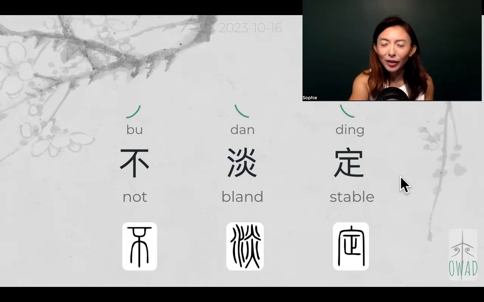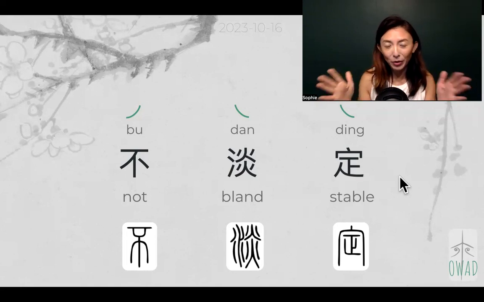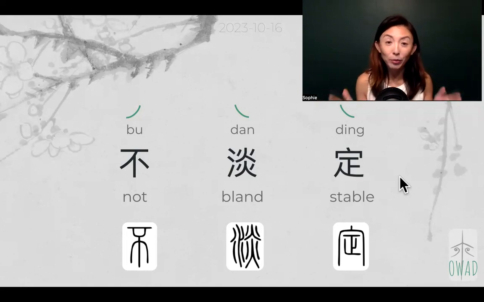So that's the picture to mind, and it depends on the context, and then you'll fill out more details of what 不淡定 in this context is. Okay, so let's go down to each character.